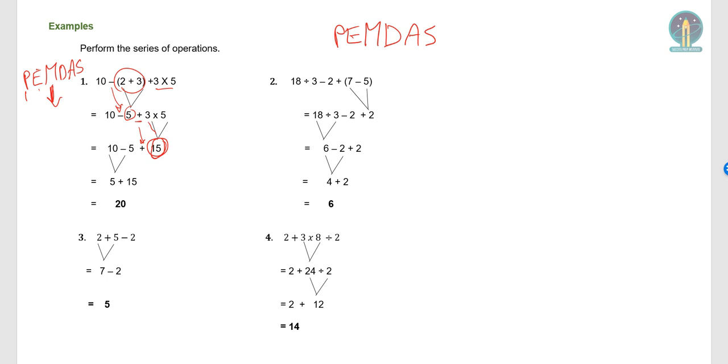After multiplication comes division, which we don't have any, and then addition, then subtraction. In this case, you could have said negative 5 plus 15, but you want to start with something that's positive. So positive 10 minus 5. You could do the subtraction here first, so 10 minus 5 is 5, and then plus the 15. 5 plus 15 is 20.